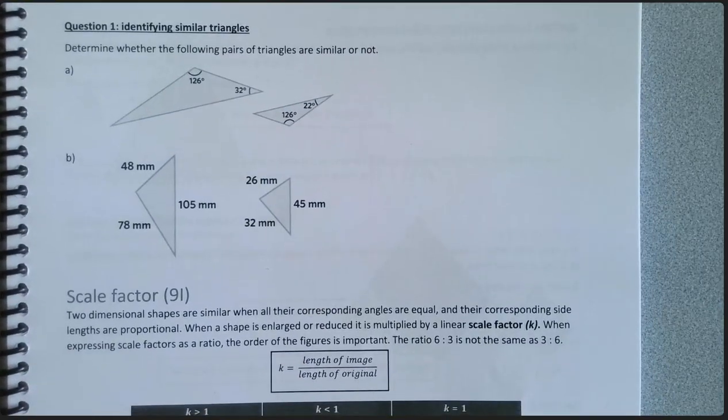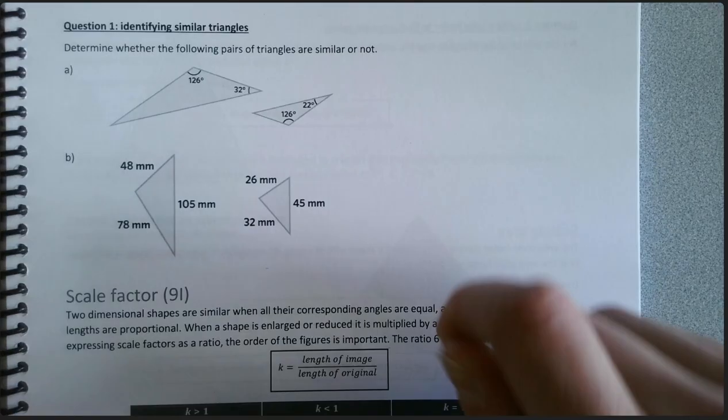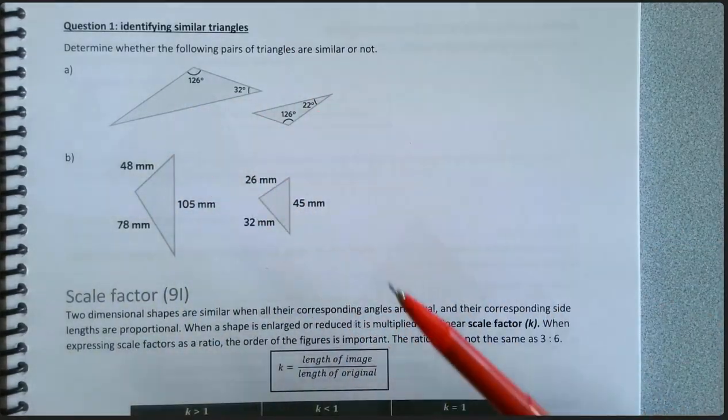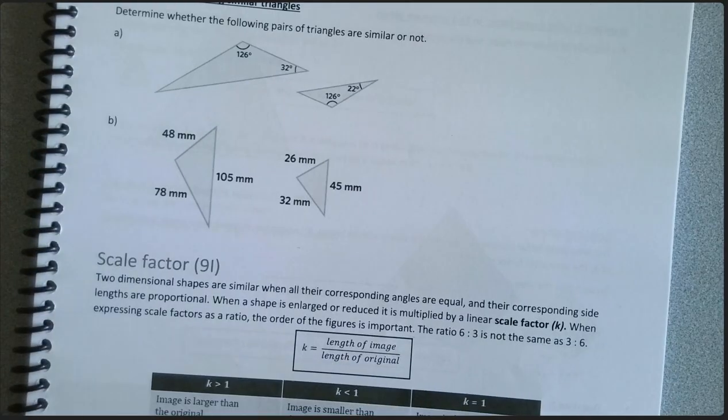Determine whether the following pairs of triangles are similar or not. So we need to use our side or our angle or our side. This one here, what do we have? We've got two angles. Does anyone know how we could find the third angle for a triangle?